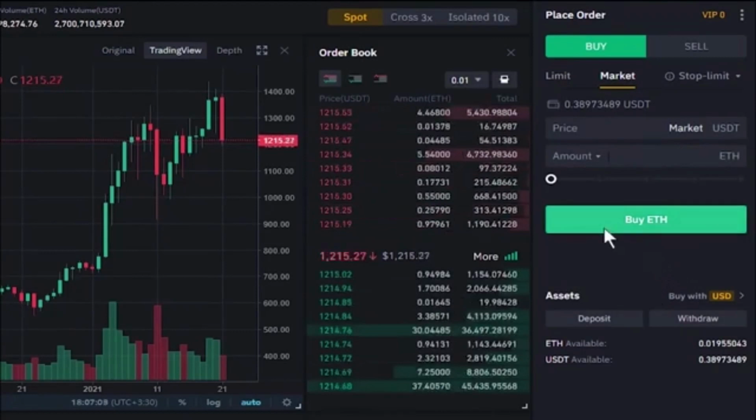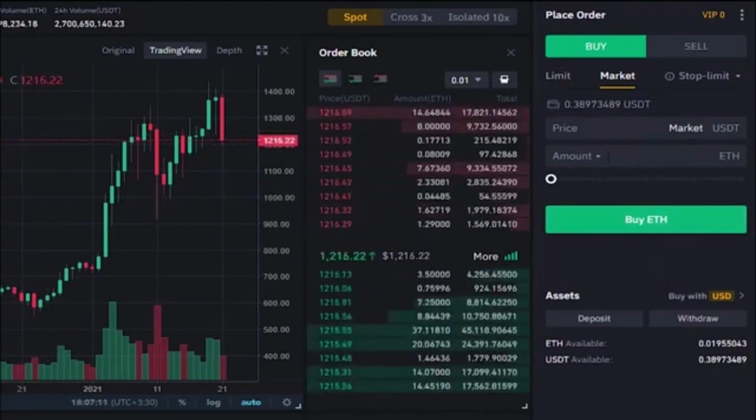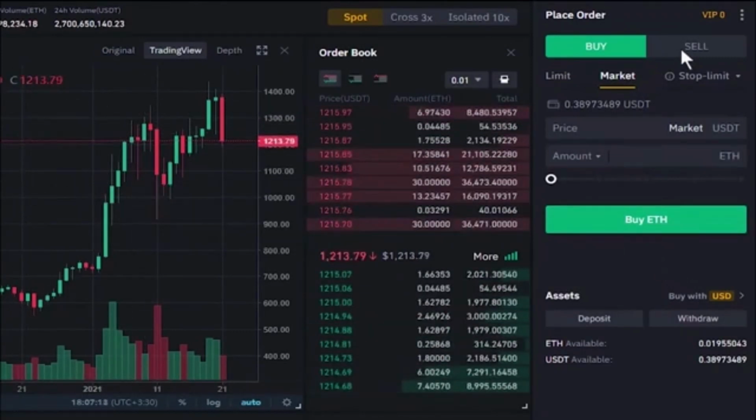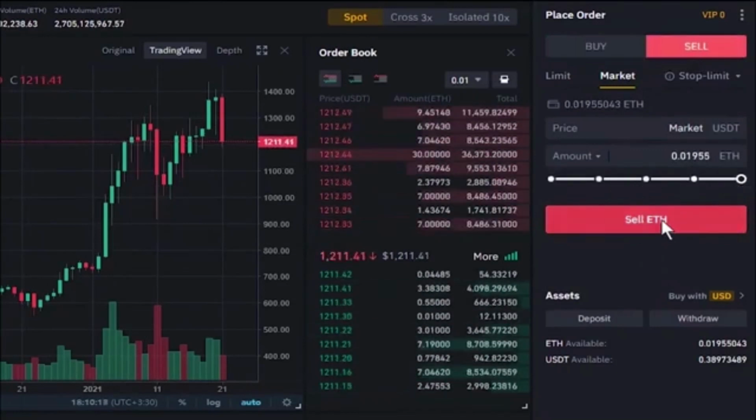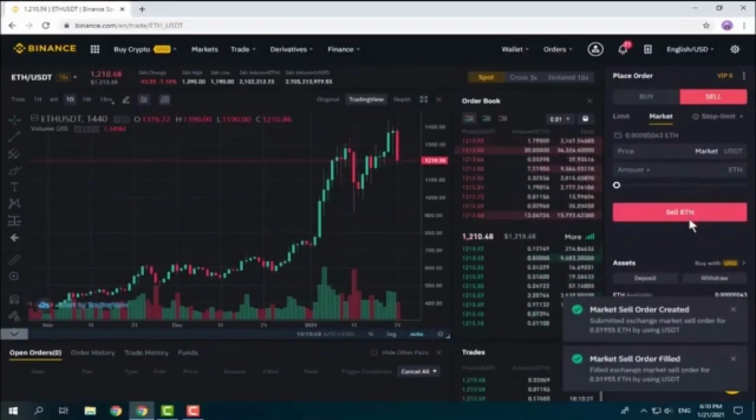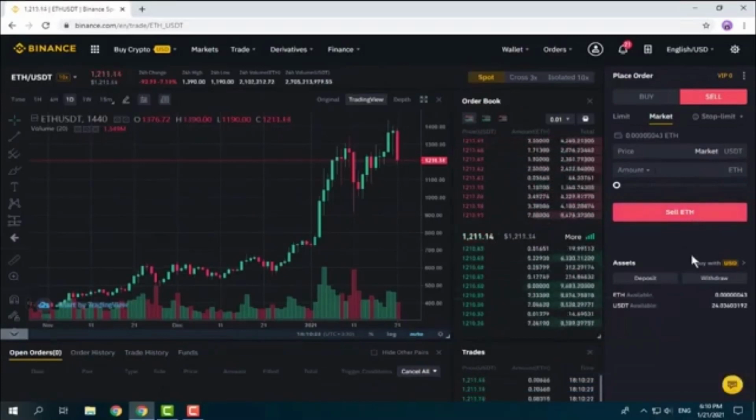The Ethereum to USDT is already selected. We go to sell tab. We want to sell all of it. And we click on the sell ETH. And it's done. And we sold our Ethereum. And as you can see, the available Ethereum value is very small, that couldn't be part of the transaction. And you see that now we have 24 Tethers available.